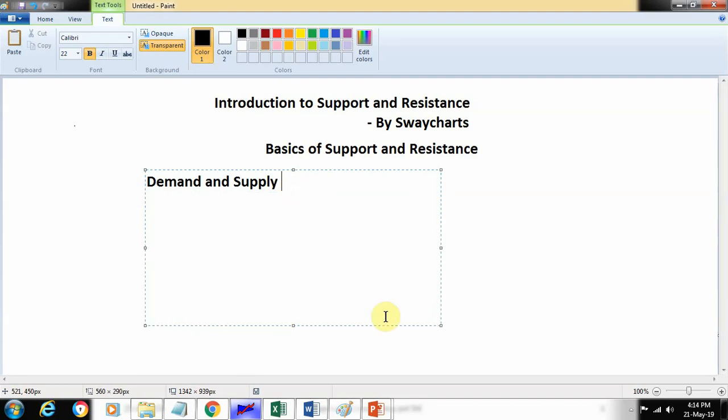How? Let's see that. Whenever we know that the demand increases for a particular thing, what happens to the price? So if I say demand rises, can anyone say or guess what will happen to the price? Right? The price also rises, correct? And whenever there is an increase in supply, so if the supply rises, we know that the price falls, right? Because the more the supply, the price will come down. Right, so with this in mind, let's understand support and resistance with respect to the stock market.